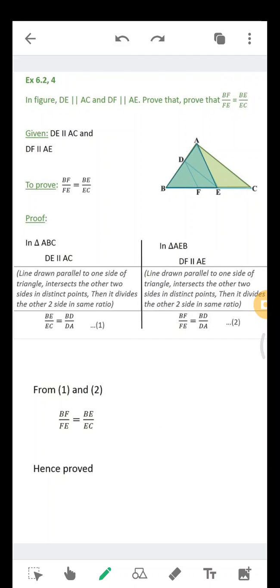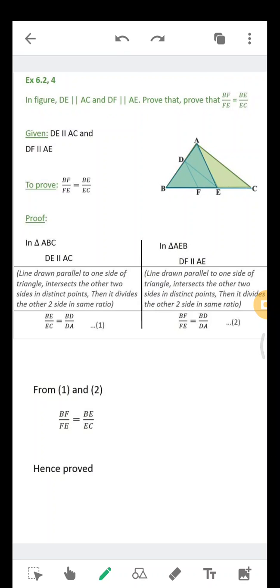So we have to prove that BF by FE is equal to BE by EC. Very simple. Let's proceed with the theorem. So given, I have written given, and RTP, that is BF by FE is equal to BE by EC. Now in triangle ABC, DE is parallel to AC. It's given to us.